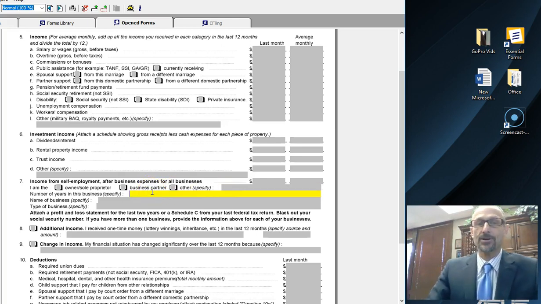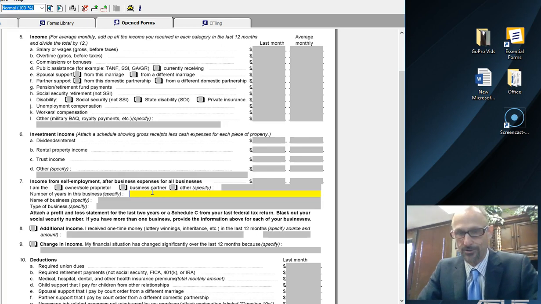Then number of years in this business. So we're talking about this business. So if you just started this pool business 2 years ago, you're going to put 2 years. If you've owned this business since you were 18 and you're 58 years old, then go ahead and put in there 30 years. I think that's the math.